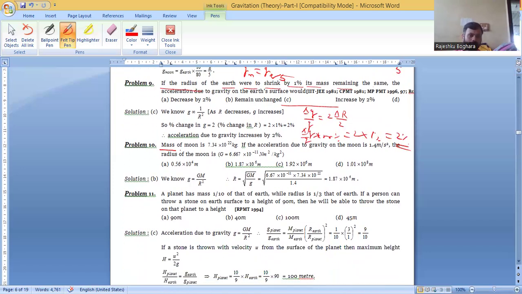Next, mass of the moon is 7.34 into 10 raised to 22 kg. If the acceleration due to gravity on the moon is 1.4 meter per second square, the radius of the moon is? To find the radius of the moon, G is given as 6.67 into 10 raised to -11 meter square per kilogram square. So R equal to root of GM by g. Now put the values of G, M and g.